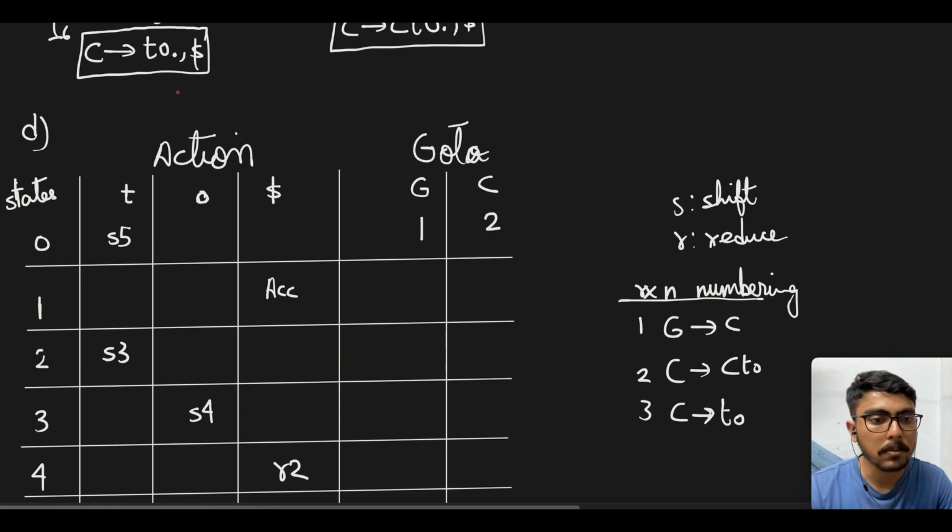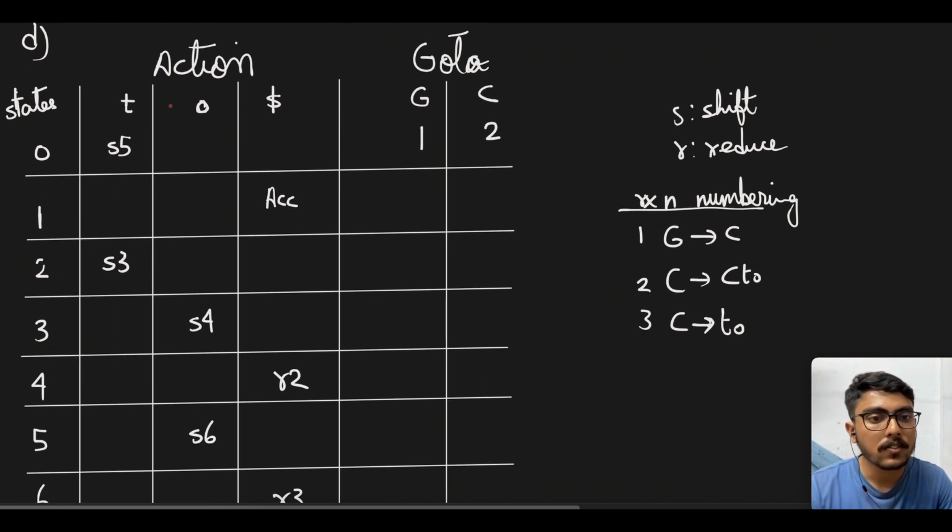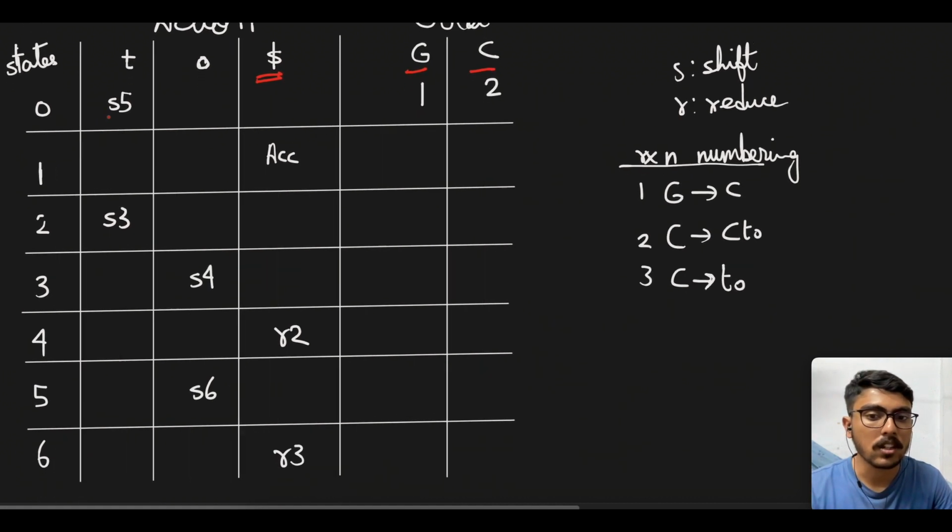So in the action table, first we will write the terminals followed by the dollar symbol, meaning end of file. Then in the goto part of the table, we will write the non-terminals G and C. So let us first understand how this works.